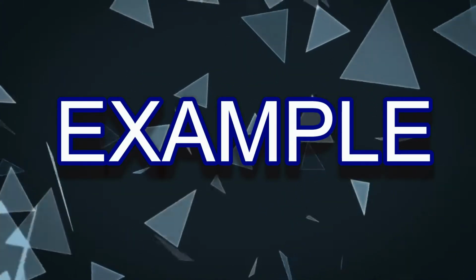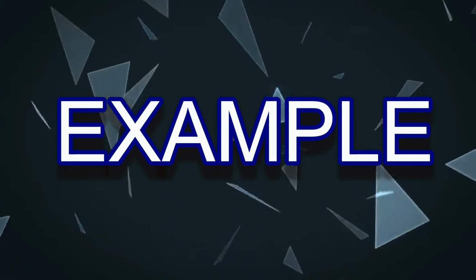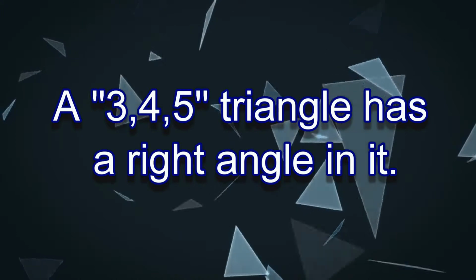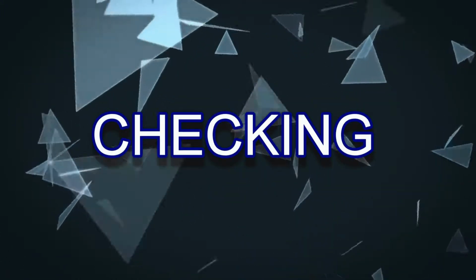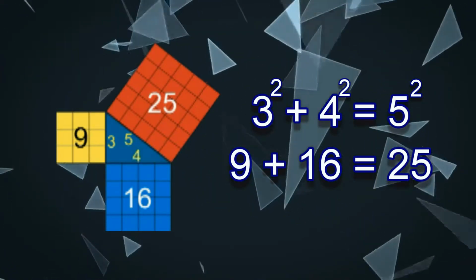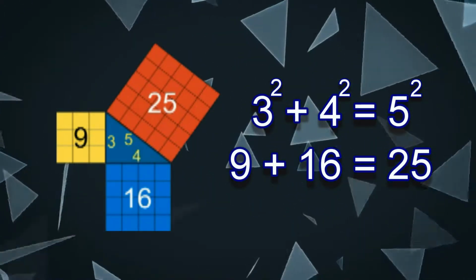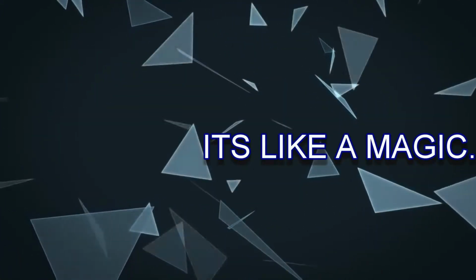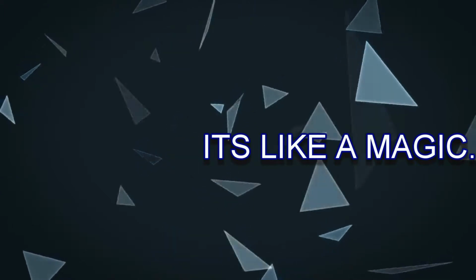So, let's see if it really works using an example. A triangle with sides 3, 4, and 5 units has a right angle in it. Let's check if the areas are the same. 3 squared plus 4 squared is equal to 5 squared. Calculating this becomes 9 plus 16 is equal to 25. And it really works. It's like magic.